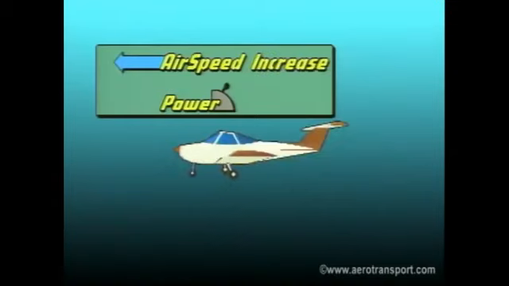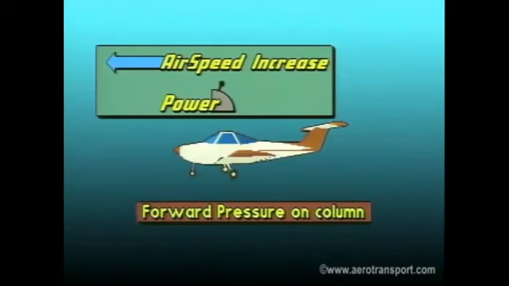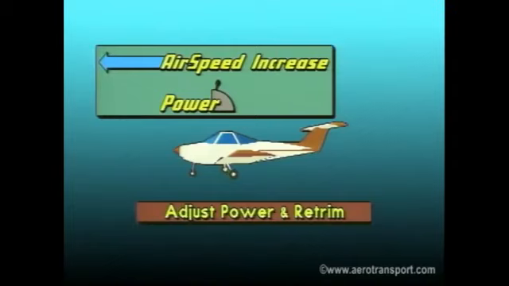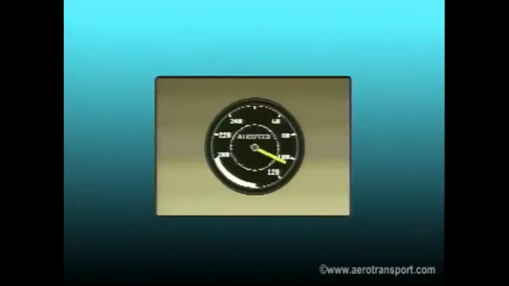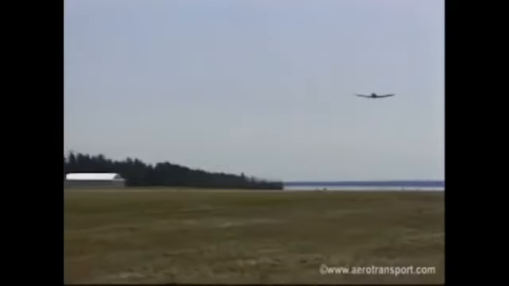To increase airspeed while in straight and level flight, smoothly advance the throttle while pushing forward on the control column to maintain level flight. Keep the wings level, and once you've reached the desired airspeed, make necessary adjustments to the power setting and trim your aircraft. Increasing and decreasing airspeed while in straight and level flight has an important application. It will help you maintain correct spacing with other aircraft in the airport traffic circuit.